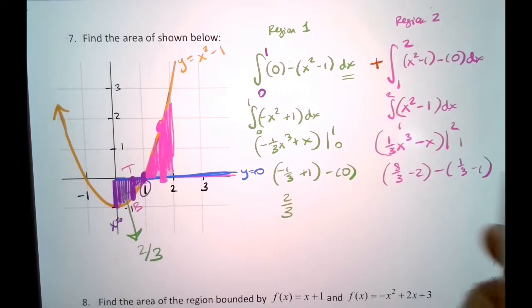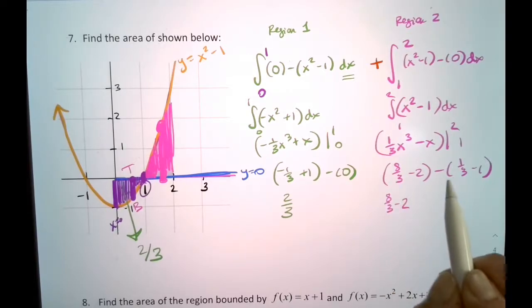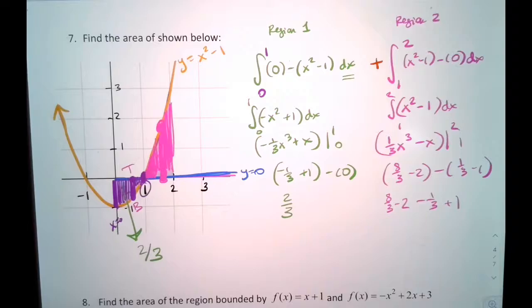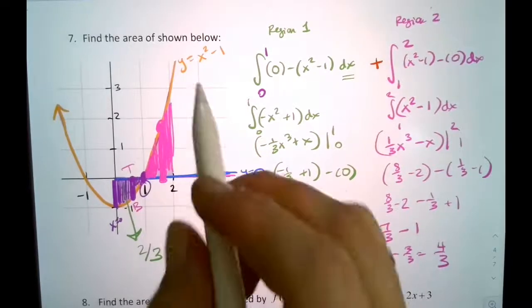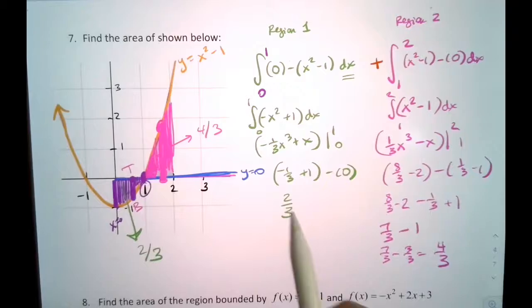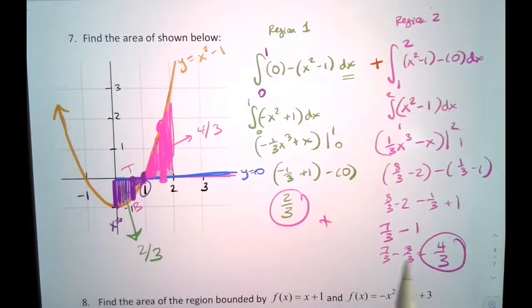So then what I'm going to do here, what am I going to do? I'm going to do 8/3 minus 2, and then just kind of move that negative in there. So I have 7/3 minus 1. So it's 7/3 minus 3/3. So that's 4/3. So if I add those together, 2/3 plus 4/3, that's going to give me 6/3, which is otherwise known as 2. Okay, so that's your combined area in that region that I have shaded.